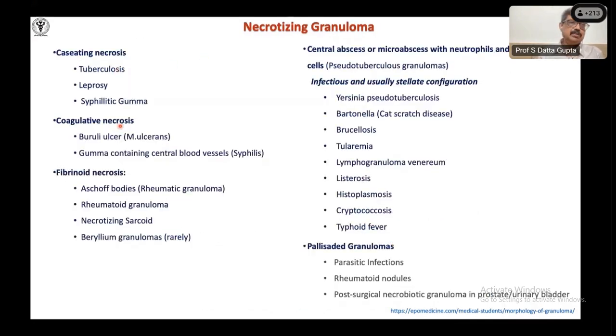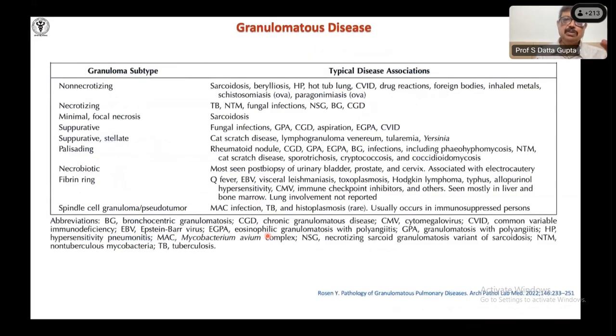For necrotizing, you have caseating, coagulative necrosis, fibrin necrosis, and different types of necrosis. They are mainly either because of infections due to bacteria, parasites, viruses, or because of immunological mechanisms or vascular. These are the two major causes of necrotizing. So you have non-necrotizing, necrotizing, focal necrosis, suppurative, and so on and so forth. We'll come to each one of them. Please remember, necrotizing is either because of an infection or because of an autoimmune or vasculitic process.